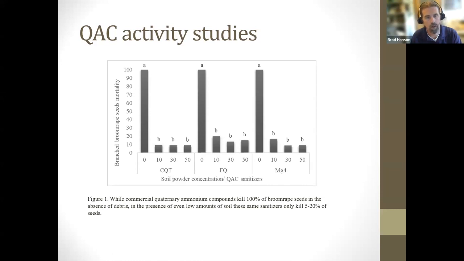Quaternary ammoniums are cationic, and they're relatively quickly inactivated or deactivated by soil. You can see in each case here, the efficacy, broomrape mortality, was greatly reduced in the presence of the soil. So this leads into the sanitizer project that I'm going to talk about in just a moment.